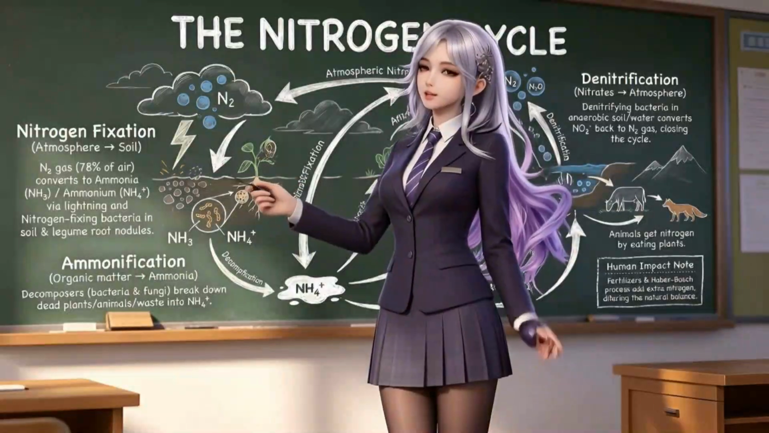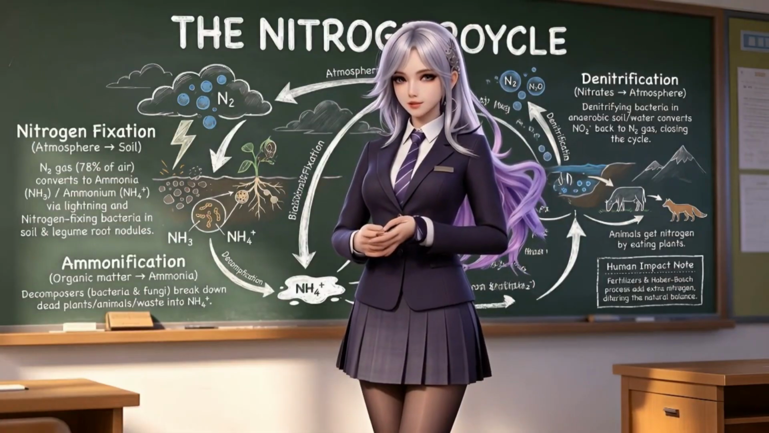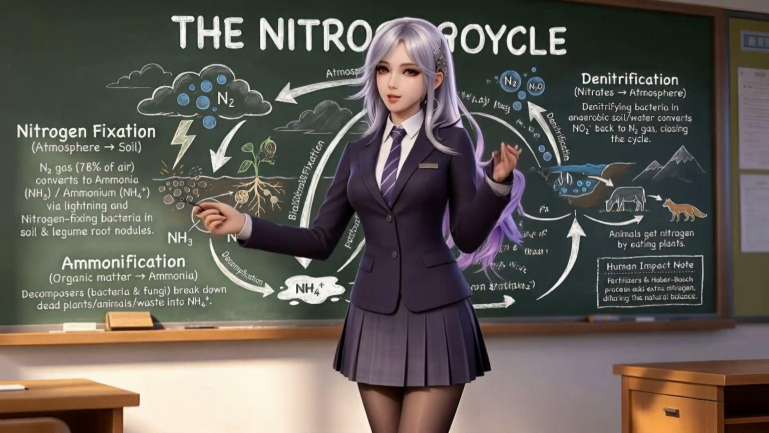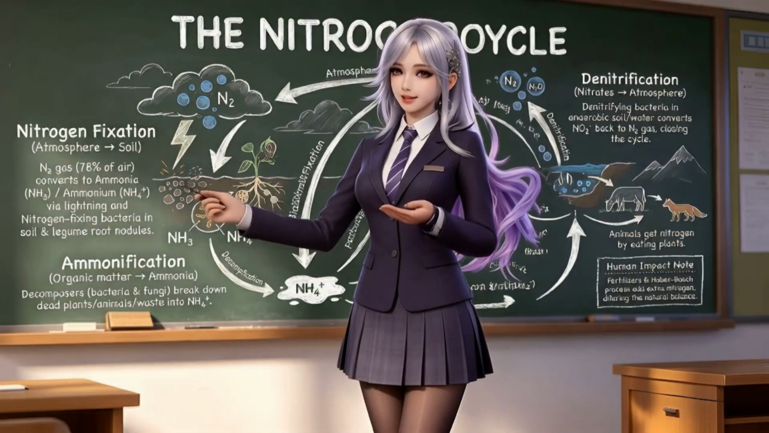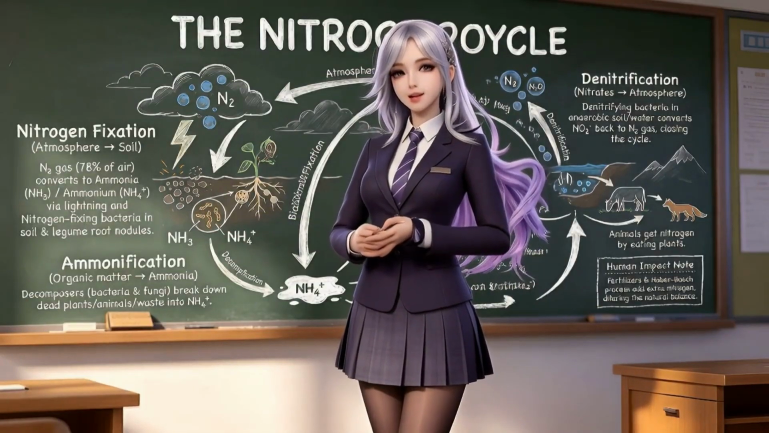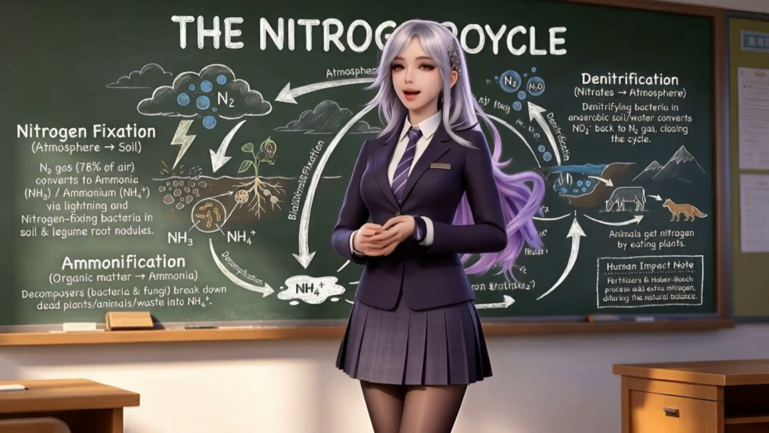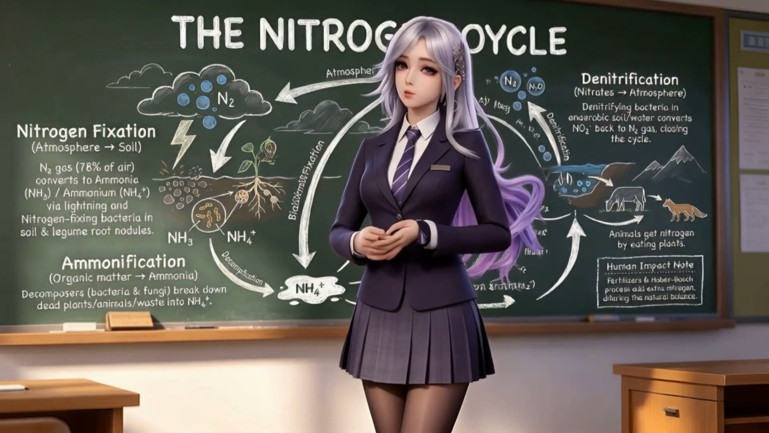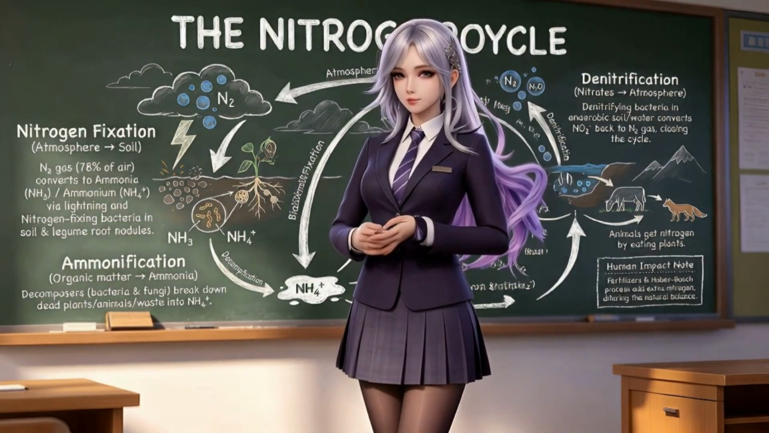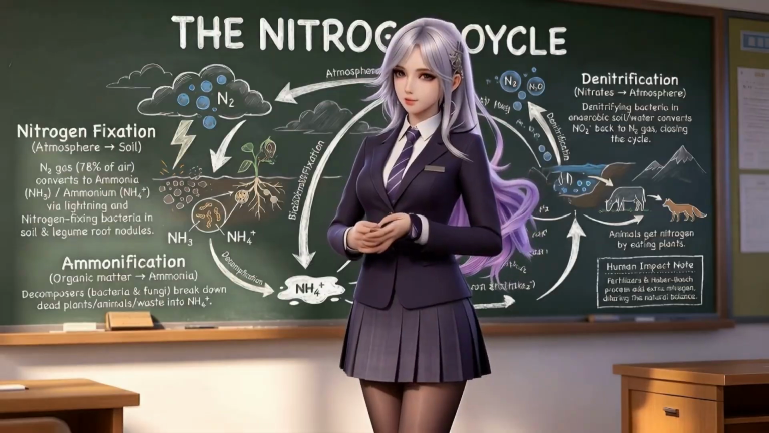Before we finish, it's important to mention human influence. Through the Haber-Bosch process, humans produce large amounts of synthetic fertilizers. While this has greatly increased food production, excessive use of fertilizers can overload the cycle, causing water pollution, algal blooms, and dead zones in oceans.